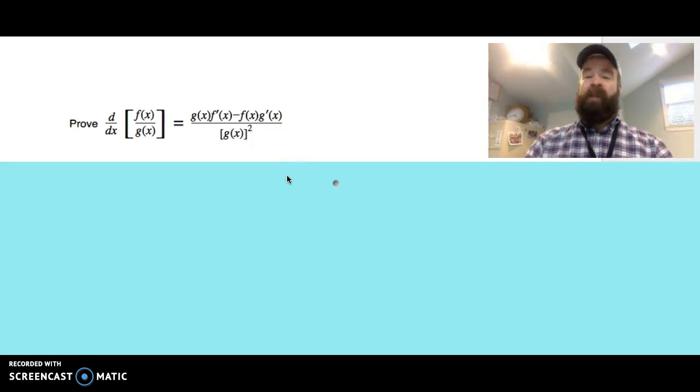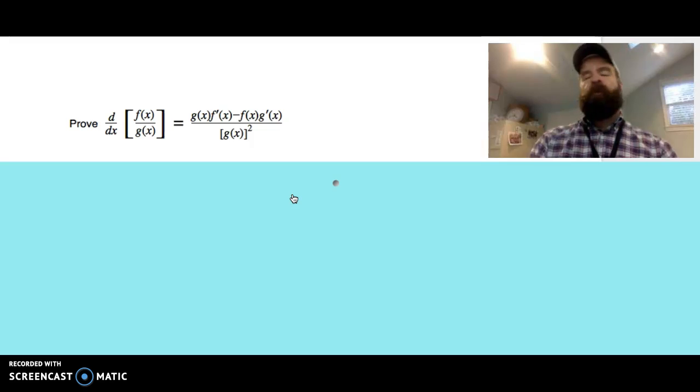Hey everybody, so this video is to show you the proof of the quotient rule, which I've written up here on the screen. When you're taking the derivative of a quotient of two functions, it's bottom times the derivative of the top minus top times the derivative of the bottom, divided by the bottom squared, or low d high minus high d low over low low.